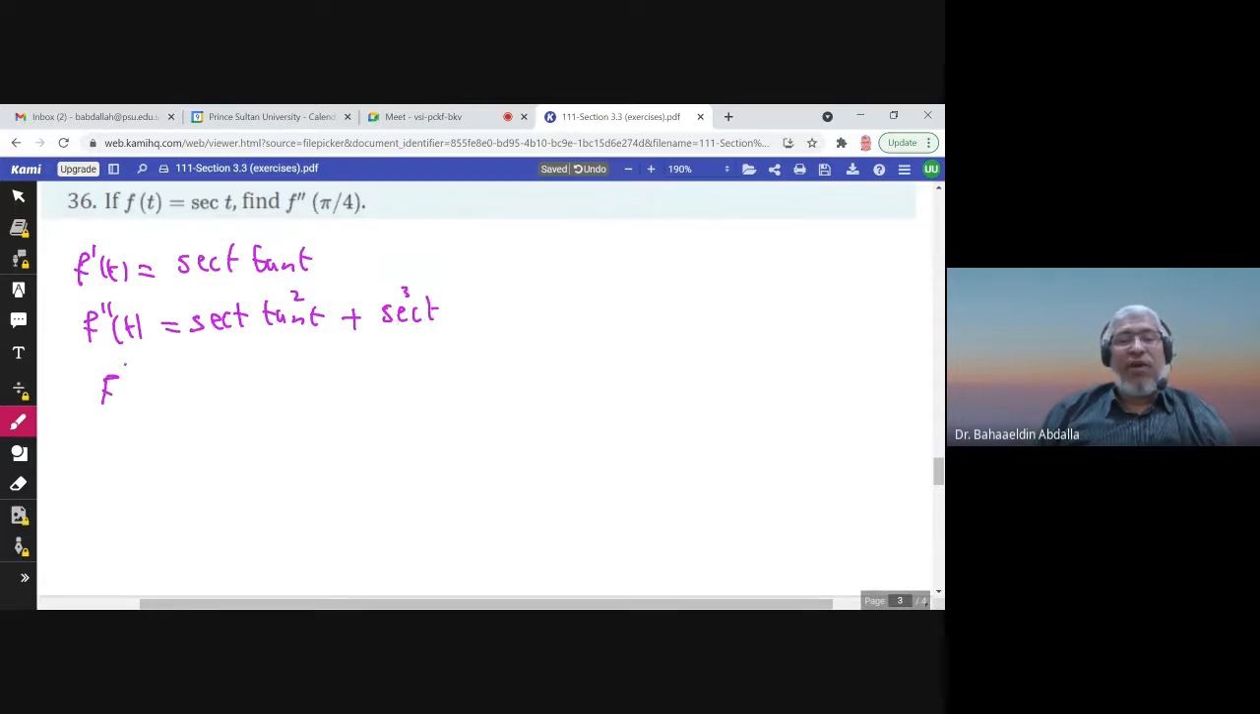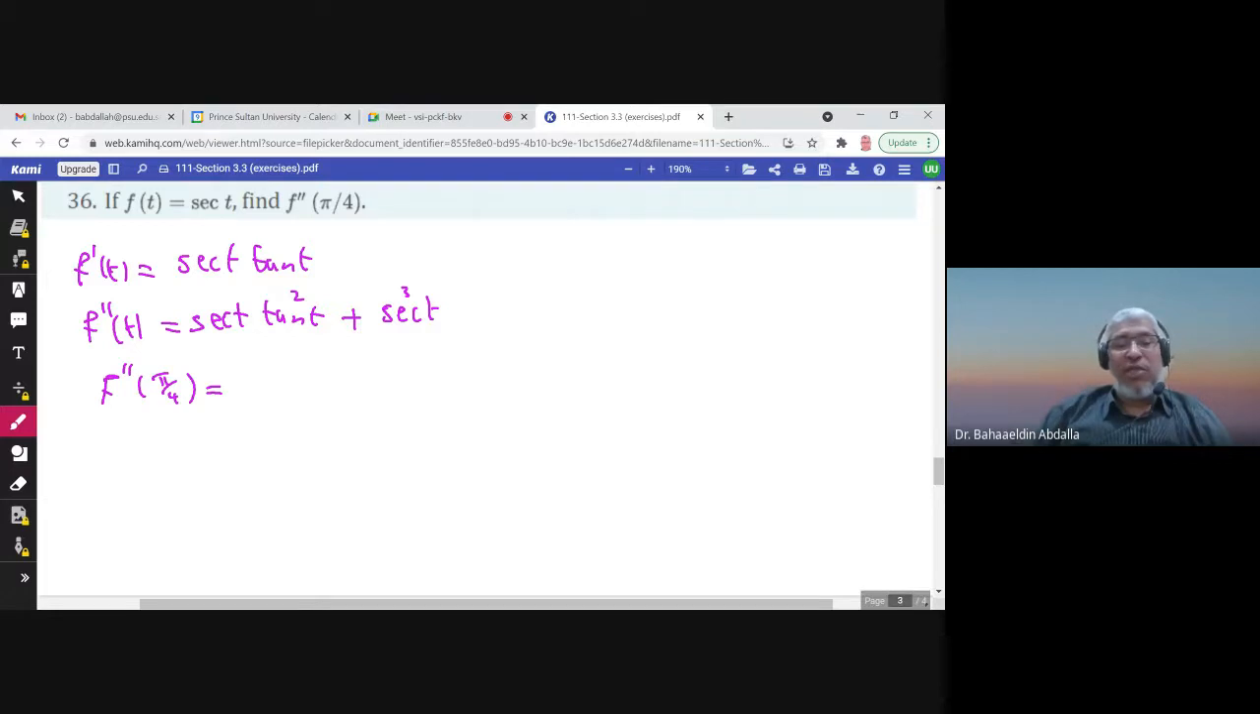And now I can find f double prime of pi over 4. You can simplify this first. We did it, I think, in the beginning of this recording. So I need pi over 4, so I immediately find pi over 4. Well, what is secant pi over 4? You can find cosine pi over 4 in the calculator and then find the reciprocal of the answer, and it would be square root of 2.